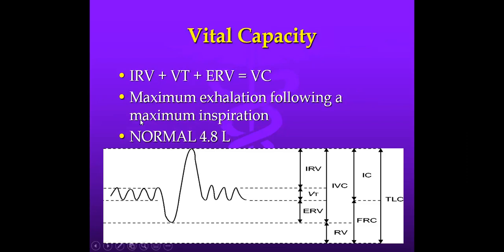Vital capacity: IRV plus VT plus ERV equals vital capacity. The vital capacity is maximum exhalation following a maximum inspiration. Everything that you can do. The maximum amount you can blow out after a maximum inhale. That is your vital capacity. Normal, 4.8 liters.